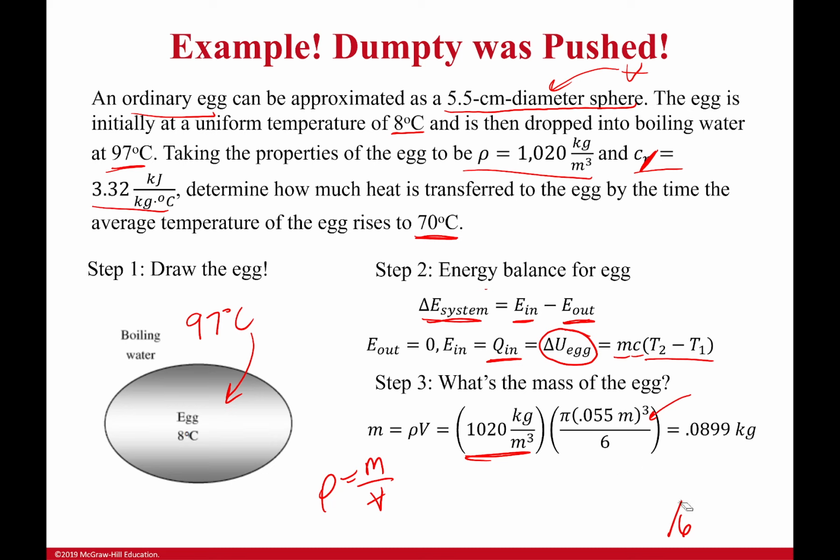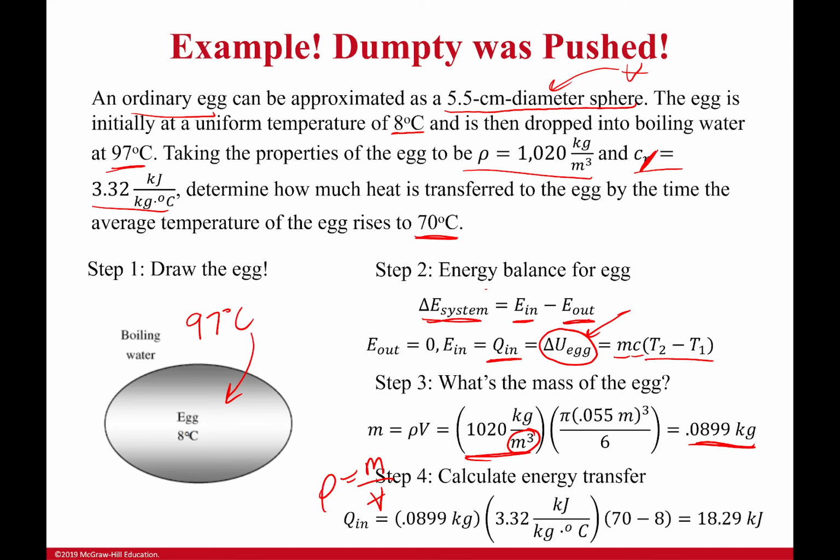And do notice that I went ahead and I converted from centimeters to meters. I had to do that because this was in meters. I needed this to be in meters as well. So when I do that, I get a mass of 0.0899 kilograms. And now I can finally solve for how much energy went into this egg. So it's going to be equal to my mass times my specific heat times this change in temperature, which comes out to be 18.29 kilojoules.